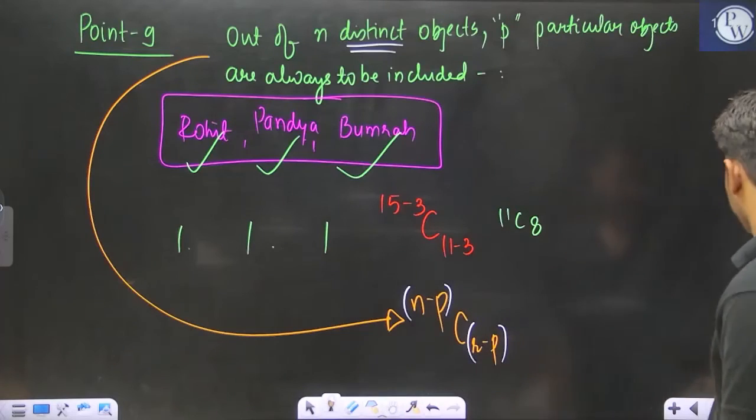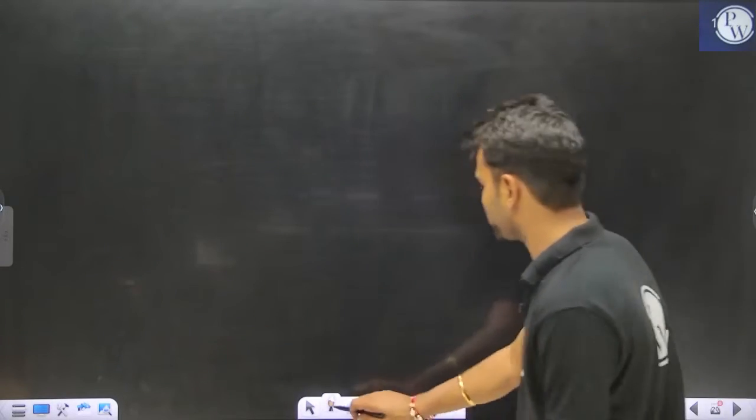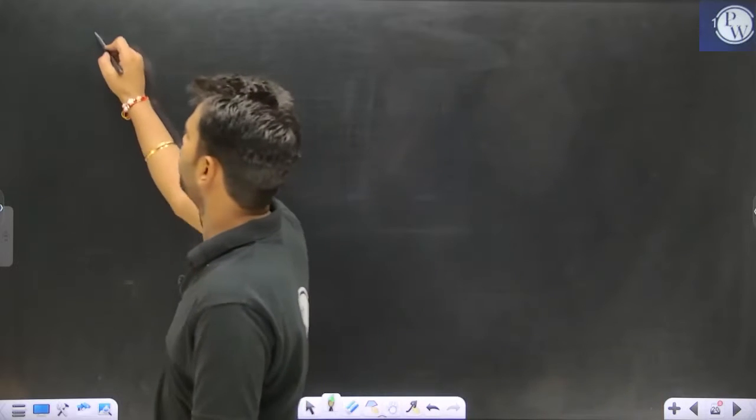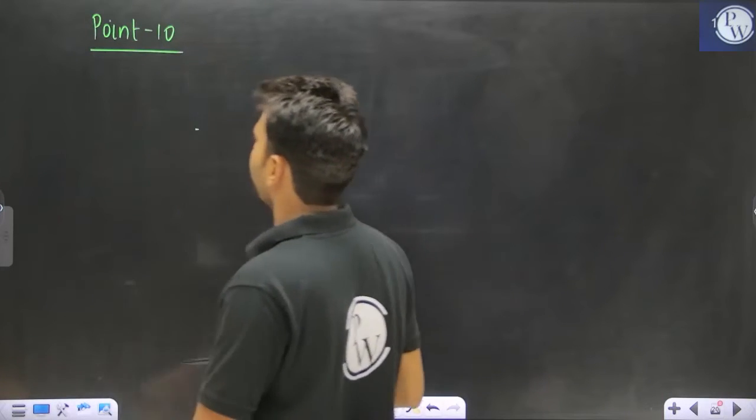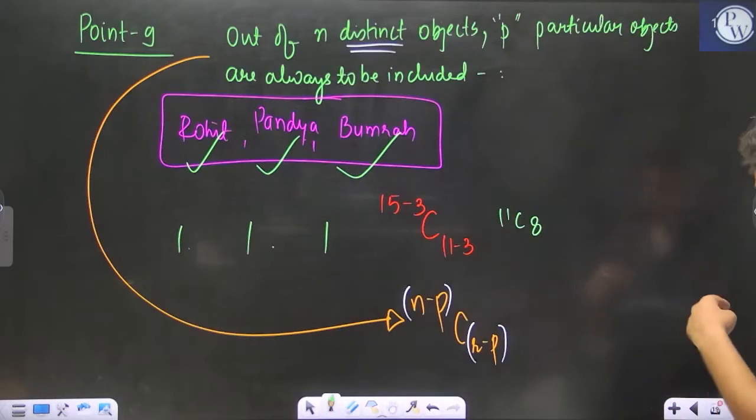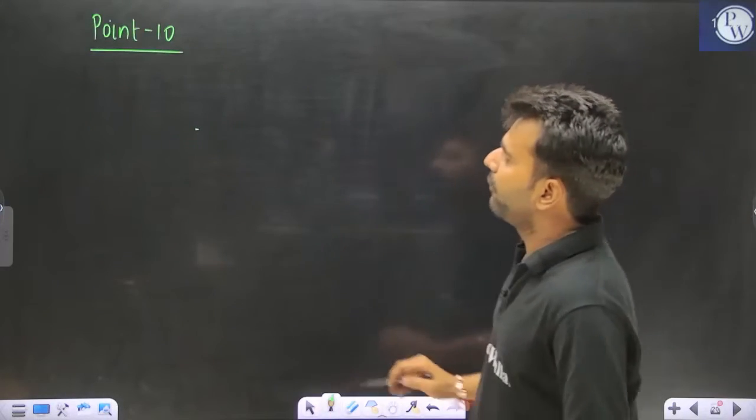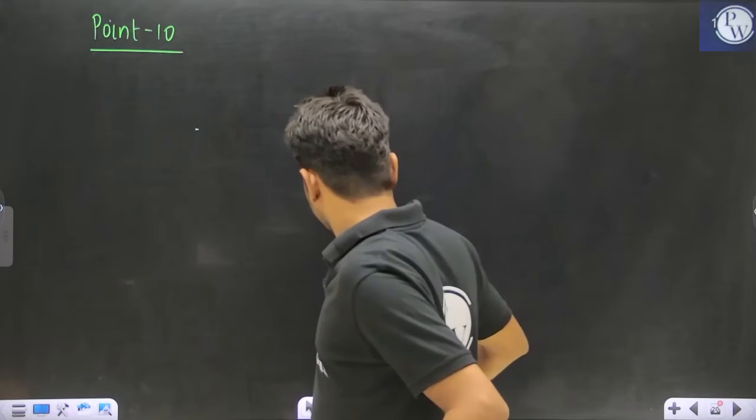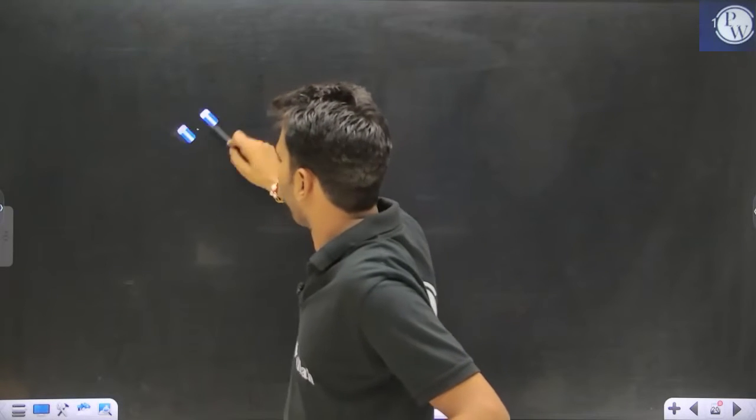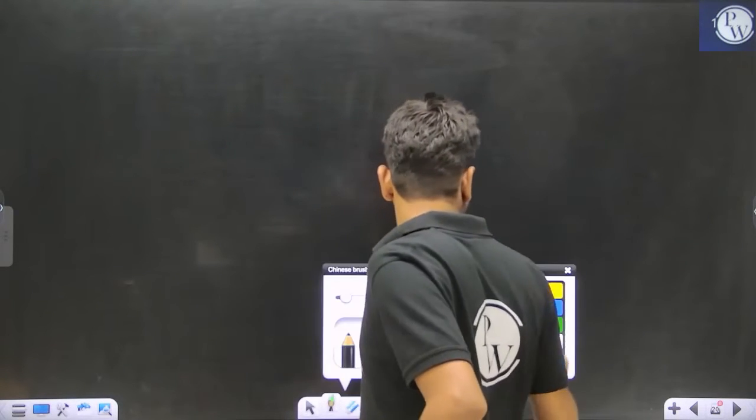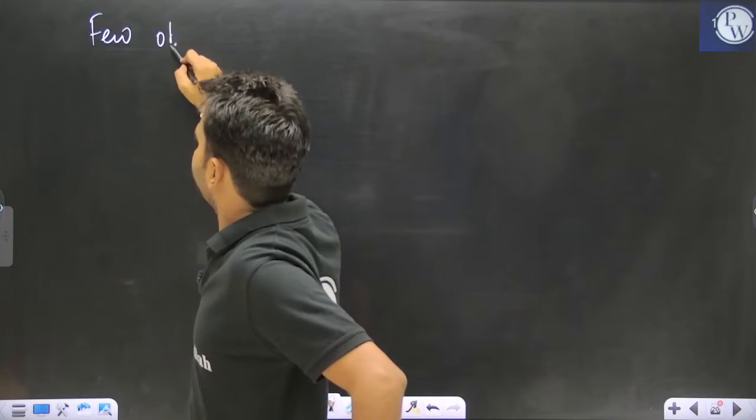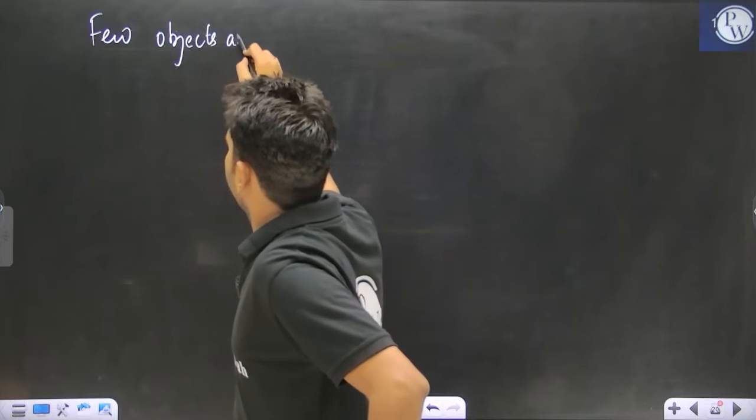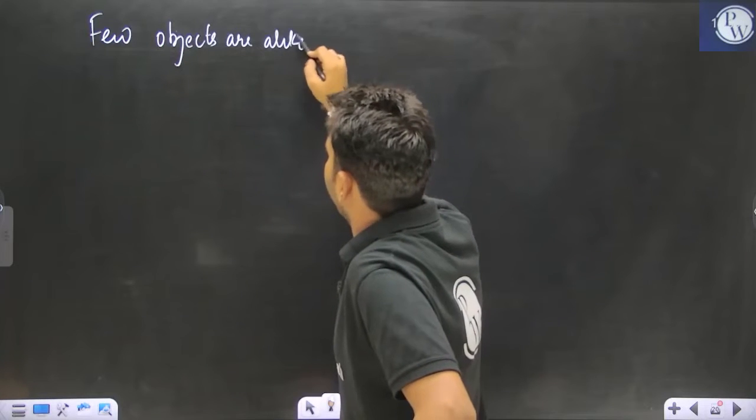Okay, talking about the next point, and that is point number 10. Now what is this point? Let me tell you about this. Few objects alike. This is the case when few objects are alike and few are distinct.